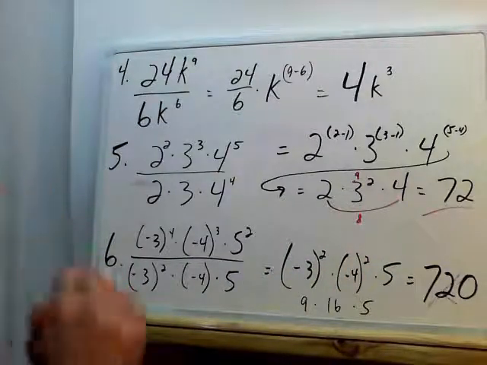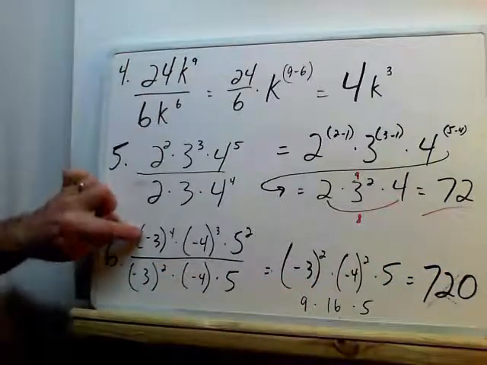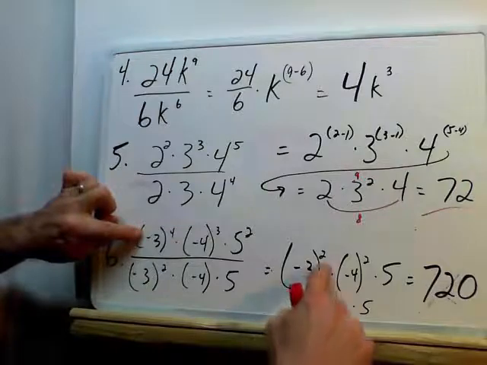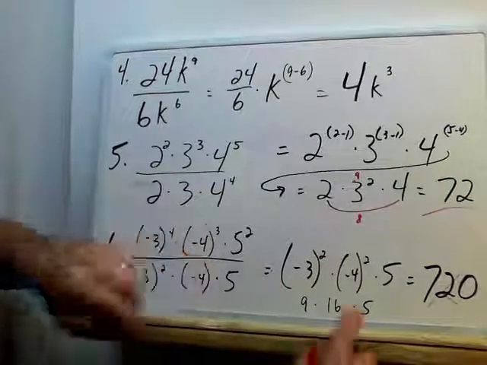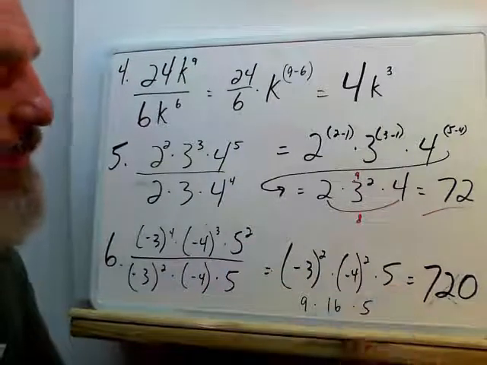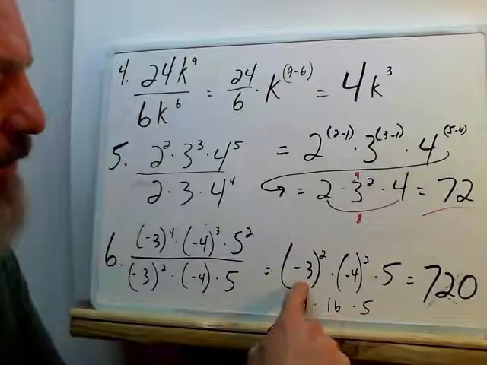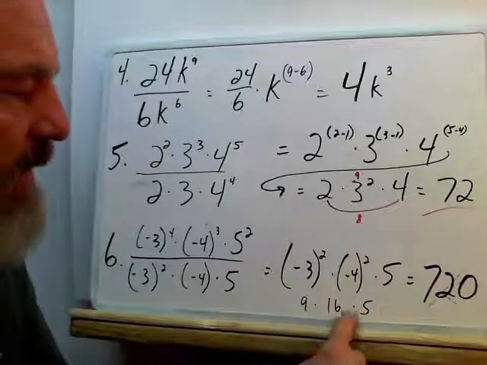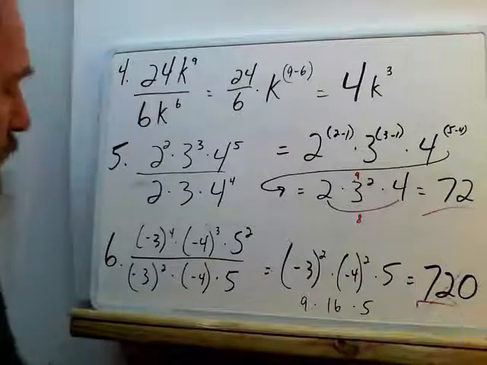Number 6. Now, this is where I really want you to get to the point where you can do it just like this. Negative 3 to the 4 minus 2 is negative 3 to the squared. Negative 4 to the 3 minus 1 is squared. And 5 to the 2 minus 1 is 5. Negative 4 times negative 4 is 16. Negative 3 times negative 3 is 9. 9 times 5 is 45. Times 16 will give you 720.